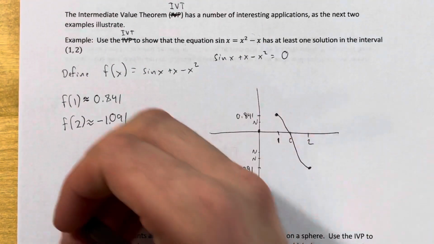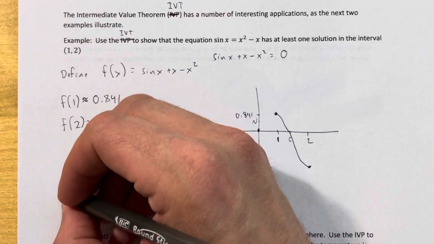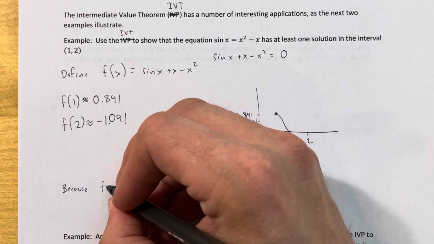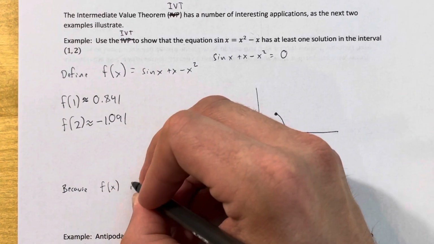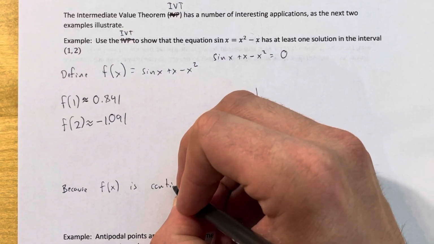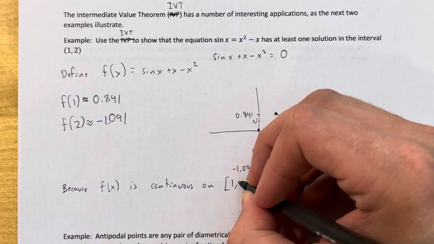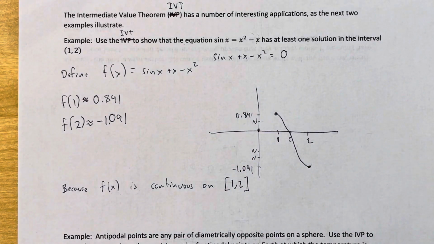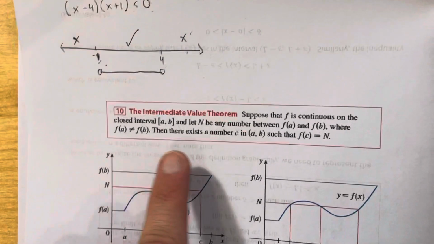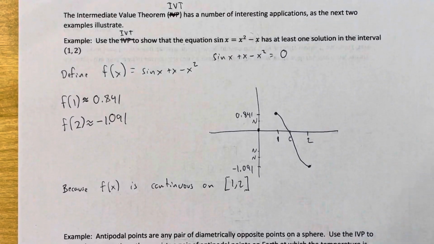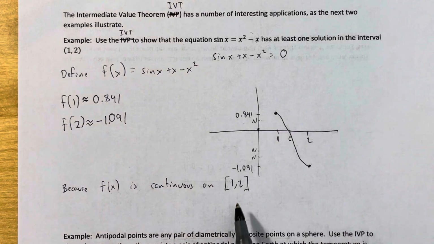So I would say something like this. Because f of x is continuous on the interval [1, 2], it's technically continuous everywhere, but the statement of the intermediate value theorem references a closed interval. So even though it is continuous everywhere, more specifically, in this case, we could just say it's continuous on that interval.